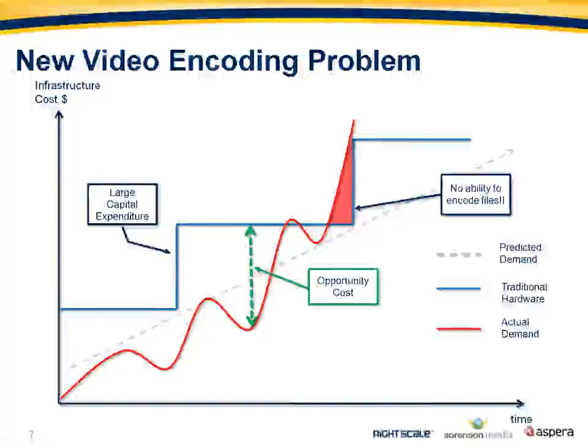And notice there's a curve, and it intersects the gray line, the predicted demand, and it also intersects the blue line, what you have in place with traditional hardware. So what most companies do, they do what you see there with the green dotted line. They way over-provision capacity. They have a lot of servers available and in place, mostly sitting idle, just in case they need them.